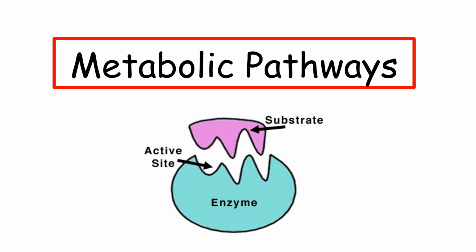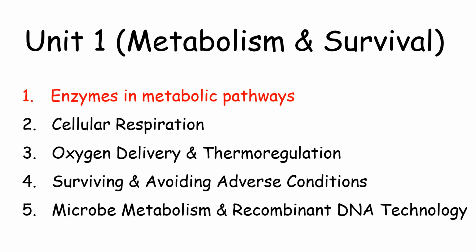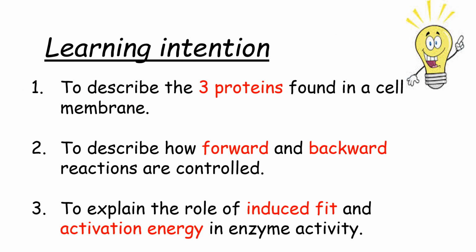This week we will continue with Metabolic Pathways, which is the first outcome, first key area in Unit 1 of Enzymes and Metabolic Pathways. There are 3 learning intentions this week, one being to describe the three proteins found in a cell membrane. Number 2, to describe how forward and backward reactions are controlled. And number 3, to explain the role of induced fit and activation energy in enzyme activity.